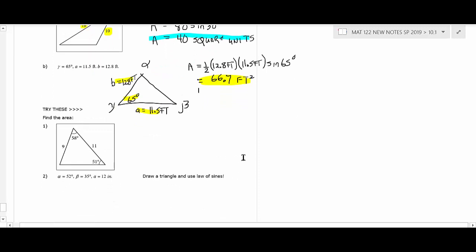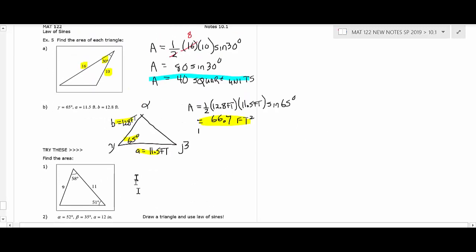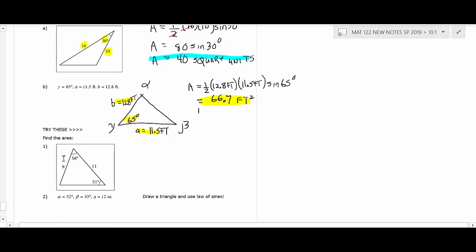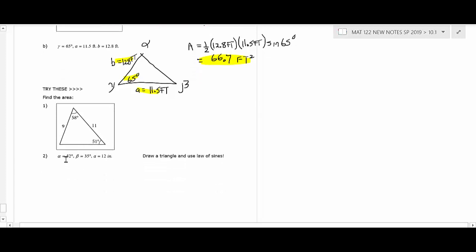I'm going to have you try two problems. This first one is fairly straightforward. You can find the area of that. I've got an extra angle in there that's unnecessary. And then I want you to work with number 2. In number 2, you're not given side angle side, but you're given enough information to figure it out. That's why I say draw a triangle, and use law of sines to find a necessary side to use this formula.